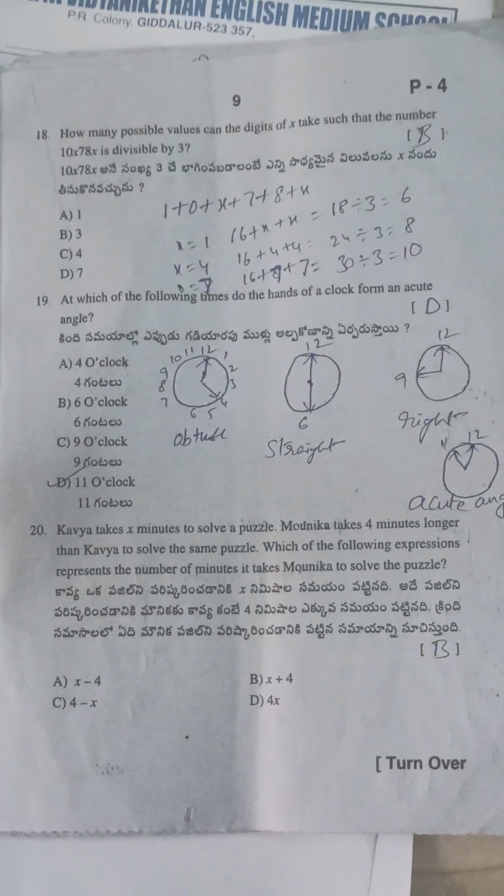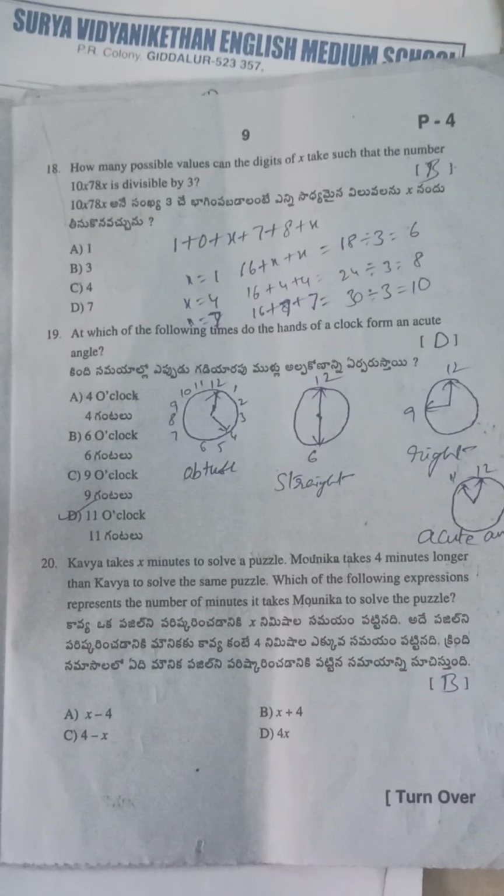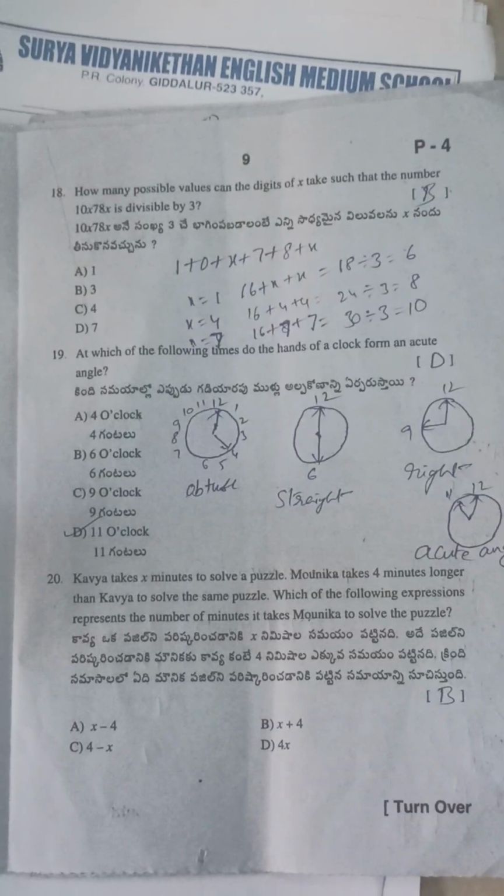Next, 10th one, the option is B. 18th one, the option is B. 19th one, the option is E. 20th one, the option is B.